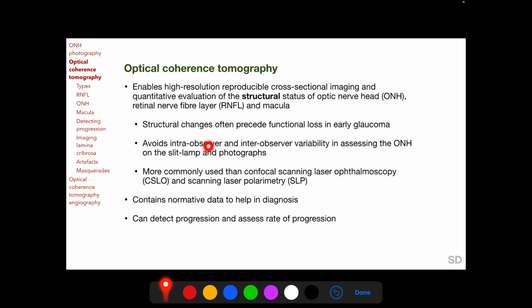OCT avoids intra-observer and inter-observer variability which occurs during ONH assessment on the slit lamp and clinical photographs, and presently optical coherence tomography is more commonly used than other technologies which are available for the structural assessment of the optic nerve head and retinal nerve fiber layer, and which we will be discussing briefly later in this session. Optical coherence tomography machines contain normative data to help in diagnosis of glaucoma by detecting deviations from normal, and optical coherence tomography analysis can also help us to detect progression and assess rate of progression of glaucoma.